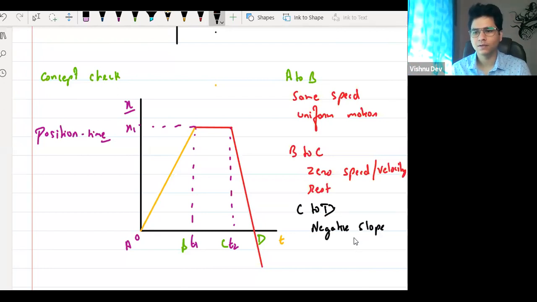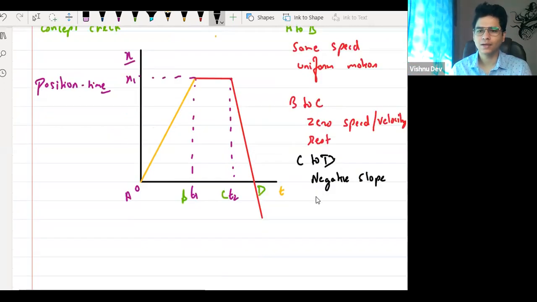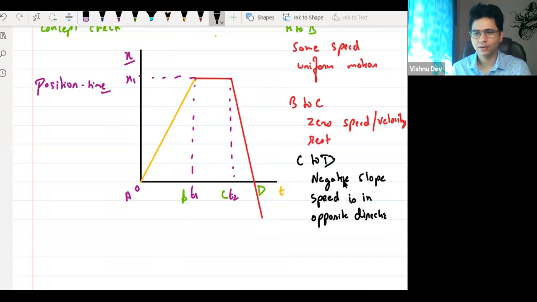right? है ना? So I can write like this. Speed is in opposite direction. हाँ या ना? Right? है ना? Or you can say, yes, you can say, right? Tell me. Velocity is in opposite direction. Basically, it is not speed, it is velocity.